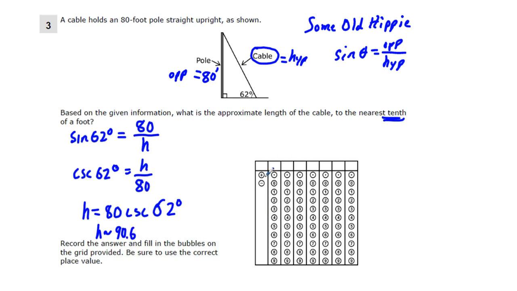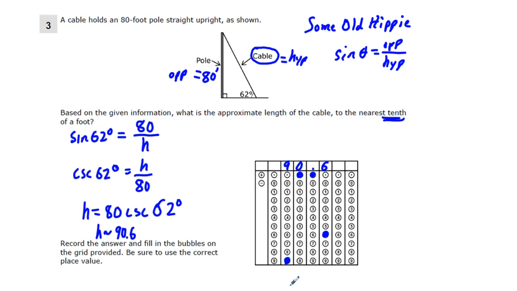And then we can go here. If it's plus, we don't have to. Now we need to just enter the digits consecutively. It doesn't have to be in a particular place. We could have started here at the left. So bubbling in carefully, we get 90.6. That's our cable length.